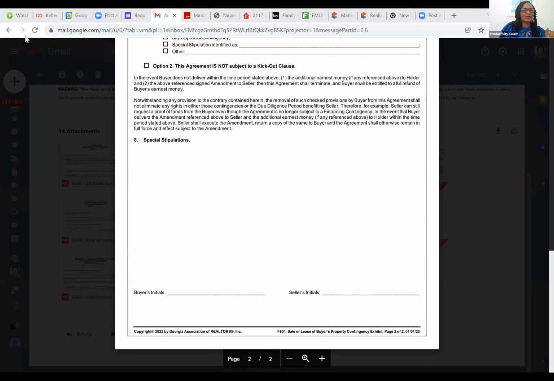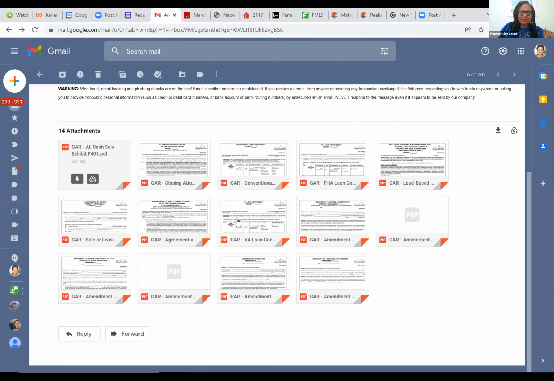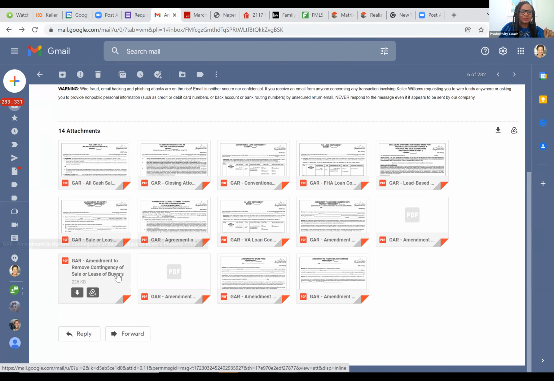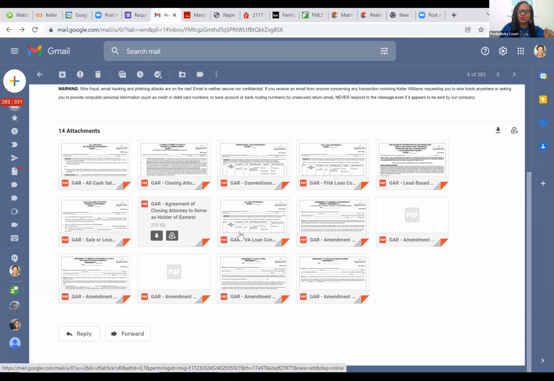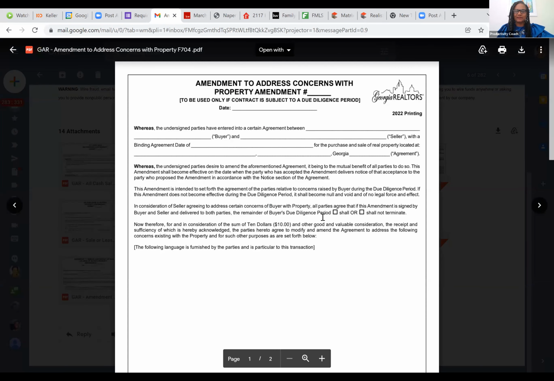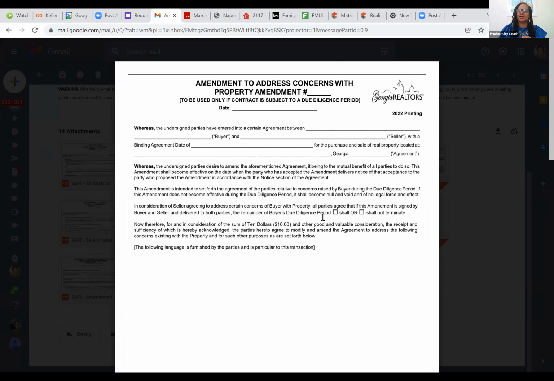Let's go look at the amendment to address concerns. All right, where are we? Amendment to sales price, amendment to address concerns. Oh, here we go. All right. Somebody tell me the time. I'm having so much fun on my birthday, I'm not even looking at it. Oh my goodness. Oh gosh, we had so much fun. All right, so I'm going to hurry through this one.